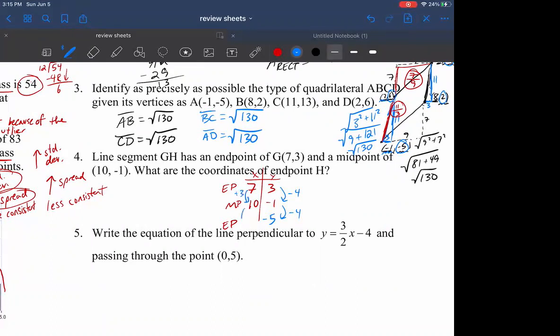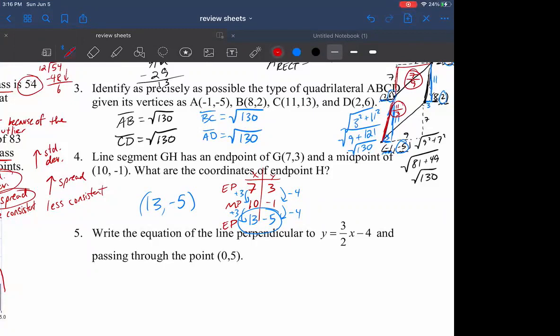You add 3. So let's repeat that and add 3 again. 10 plus 3 is 13. There you go. 13, -5 would be the coordinates for the other end, which is endpoint H. Okay. Very quick. If you give an endpoint and a midpoint, do that.